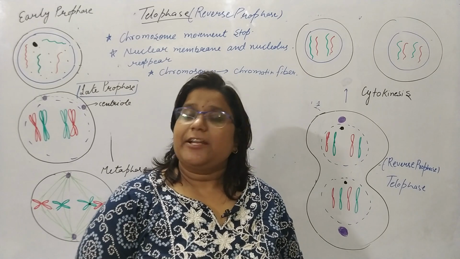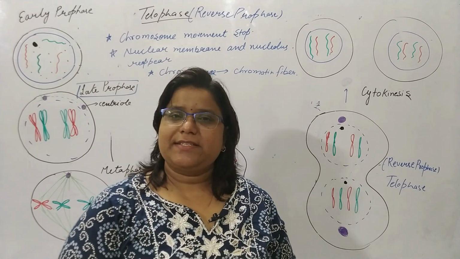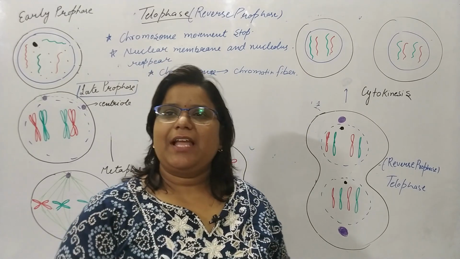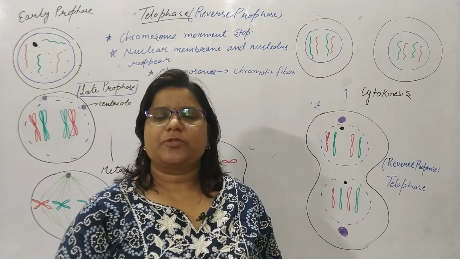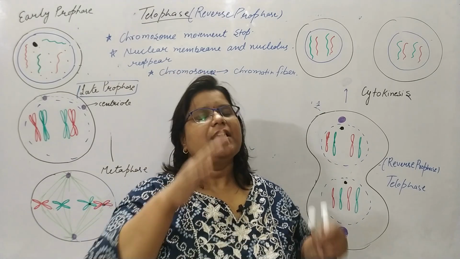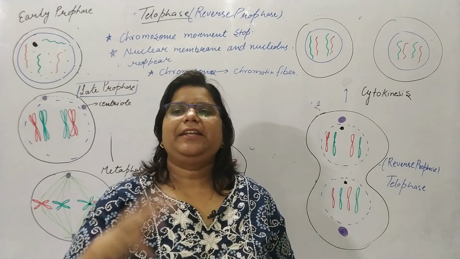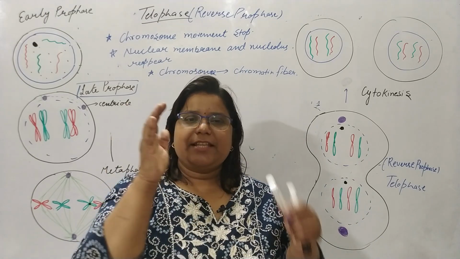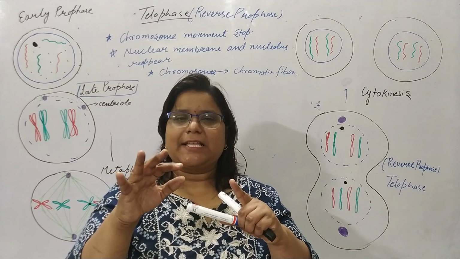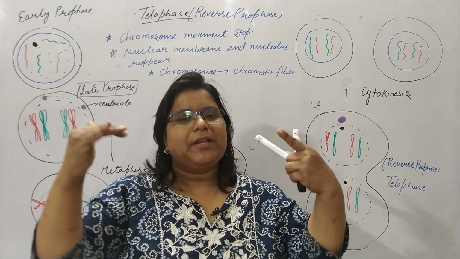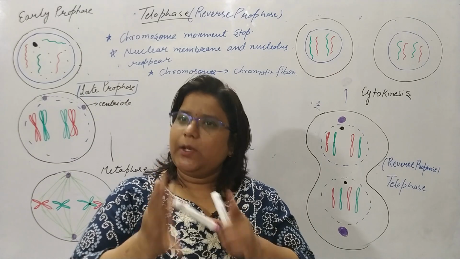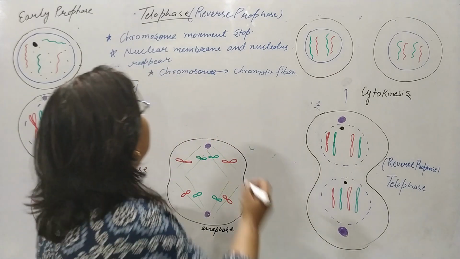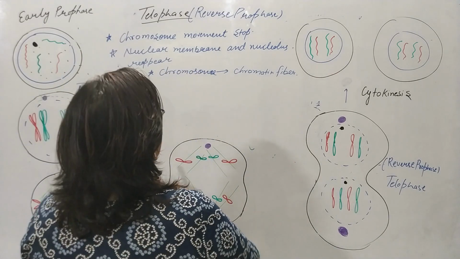Here the cytokinesis will start. Cytokinesis means the cell division. What will happen in the cytokinesis? In the animal cell, the cytokinesis proceeds with the help of constriction and the furrow formation. Actin microfilaments arrange inside the plasma membrane and form a contractile ring, and that pulls the plasma membrane progressively inward. Okay, so here what will happen in the cytokinesis?